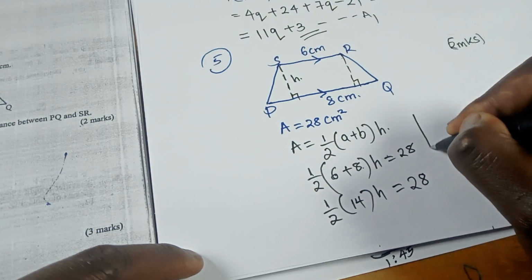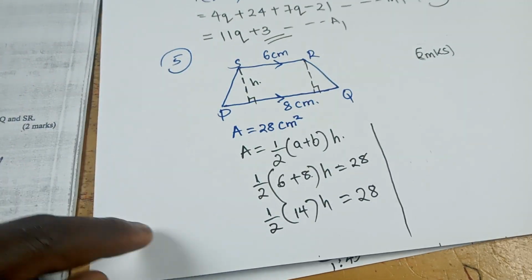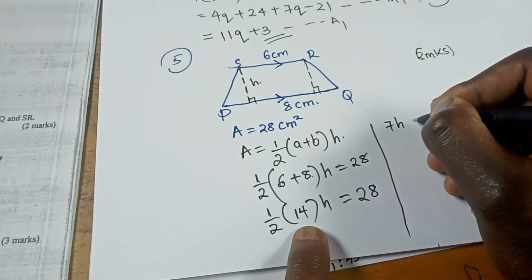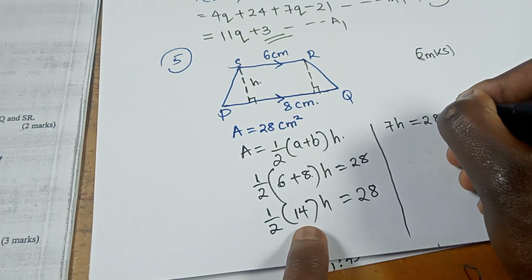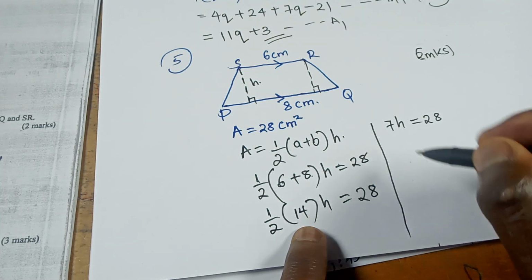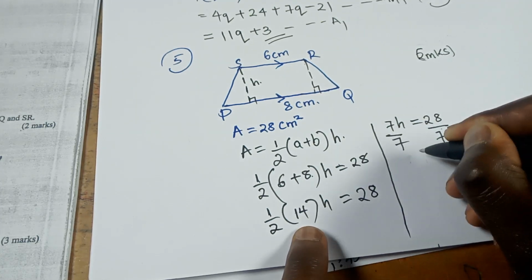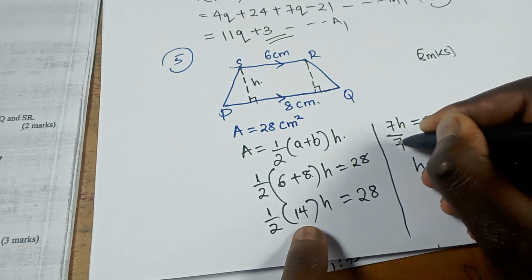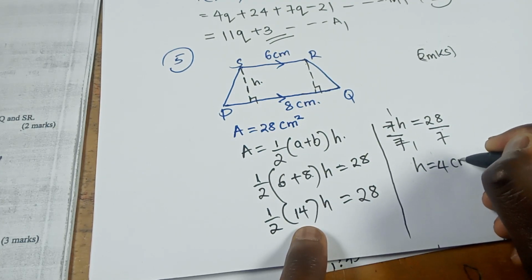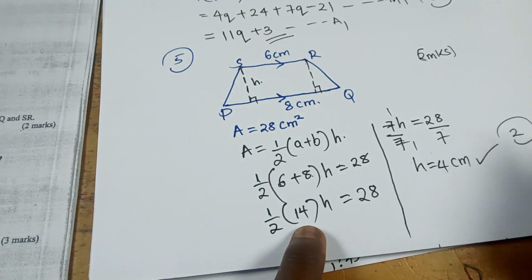And by having that, we can proceed to this other point. A half of 14, that is equal to 7. So we have 7H is equal to 28. And for us to determine the perpendicular distance or our height, we will divide both sides by 7. Both sides by 7 to get H, 7 by 7, 1. Our H is equal to 4 centimeters. And by doing that, you already have your 2 marks.